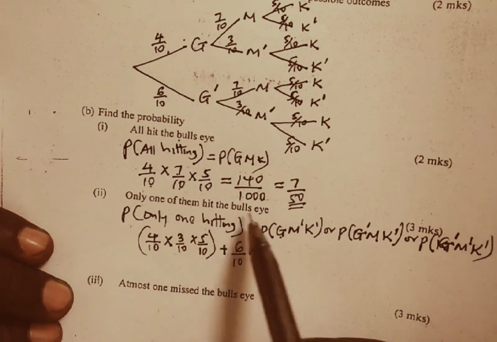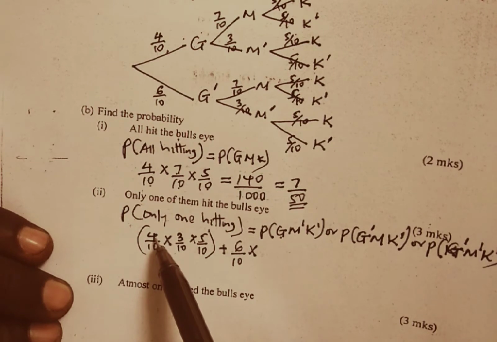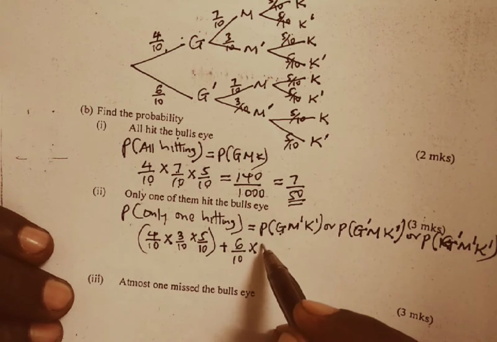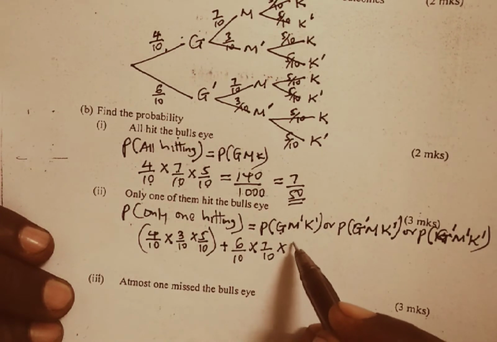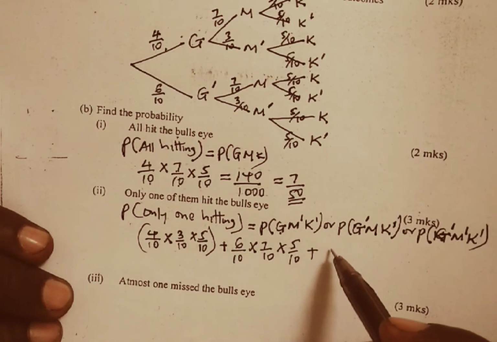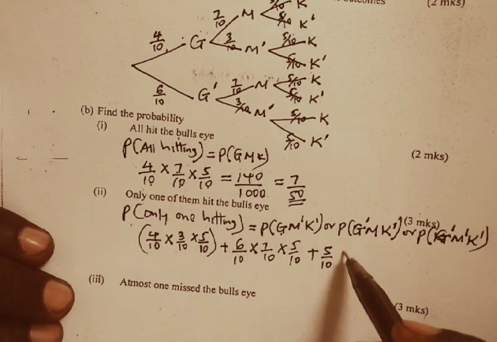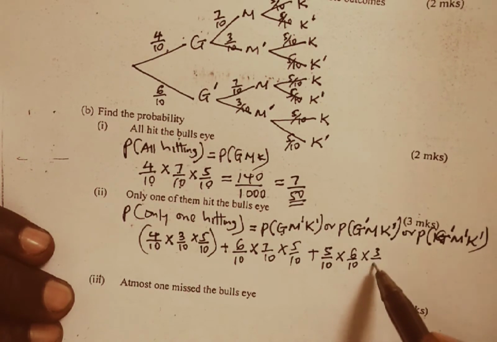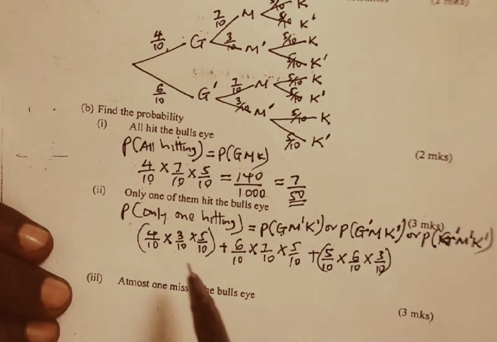Only one of them will hit the bull's eye. It means if Kanyoro hits, the other two will miss, and if Mwai hits, which is 7 over 10, the other two will miss, that is times 5 over 10. Then we add, this time round, if Kanyoro hits, which is 5 over 10, the other two will miss, which is 6 over 10. We multiply by 3 over 10. And now we can move down and do the operations.